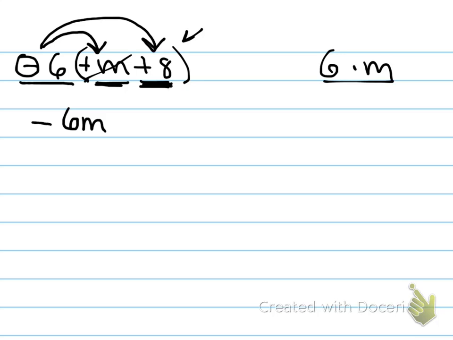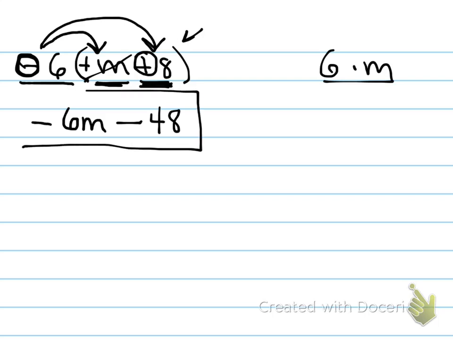Now let's do this term. Again, following the same steps. Negative times a positive is a negative. And 6 times 8 is 48. And that's your answer. You can't do anything else to it because I don't know what m is, right? And I can't subtract these two because this one's an m and that one's a number, and variable terms and number terms cannot be combined. So that's the best you can do. This is your answer right there.